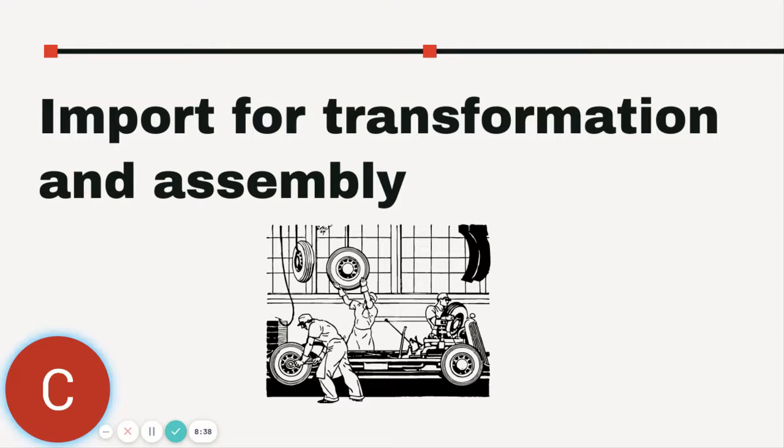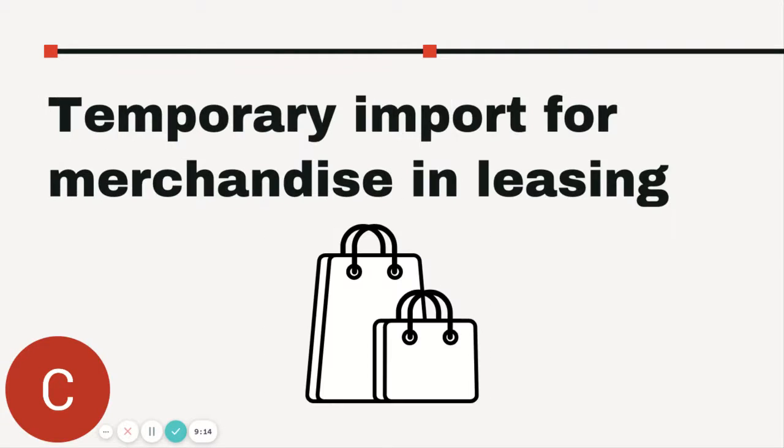Continuing, we have import for transformation and assembly. It is under this modality that goods are imported that are going to be subject to transformation and or assembly processes by industry recognized as such by the competent authority and authorized for the effect by the National Taxes and Customs Administration, and on the basis of which this position will be restricted. The DIAN will then give instructions for the development of this modality that will enable warehouses where the goods that will be subject to the process of transformation and or assembly. Then we have temporary import for merchandise in leasing.